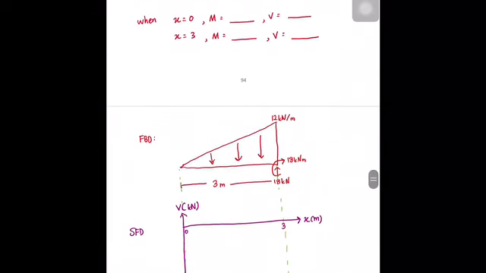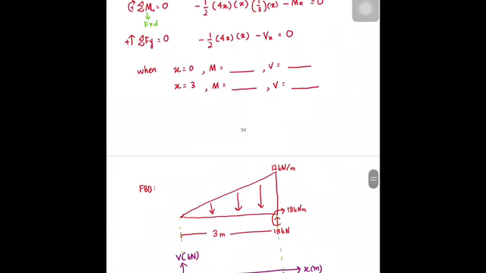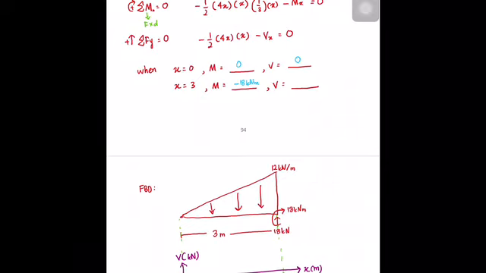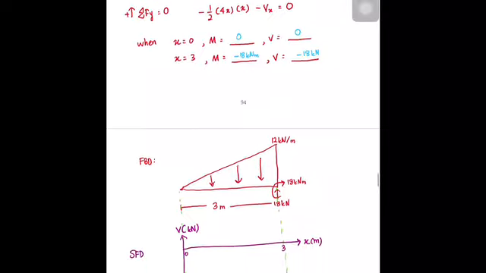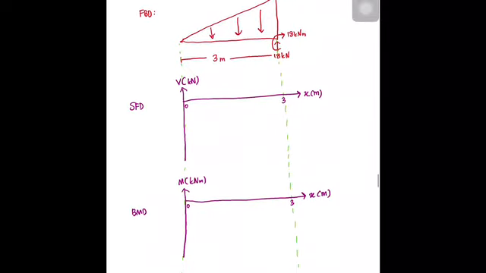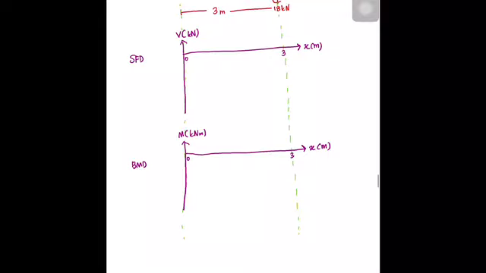Okay, from the calculation, you will get when x is equal to 0, moment is equal to 0. When x is equal to 0, your V is equal to 0. And then when x is equal to 3, your moment is equal to negative 18 kilonewton meter, and your V is equal to 18 kilonewton. And then you plot your graph. So when x is equal to 0, your V is equal to 0. When x is equal to 3, your V is equal to negative 18.